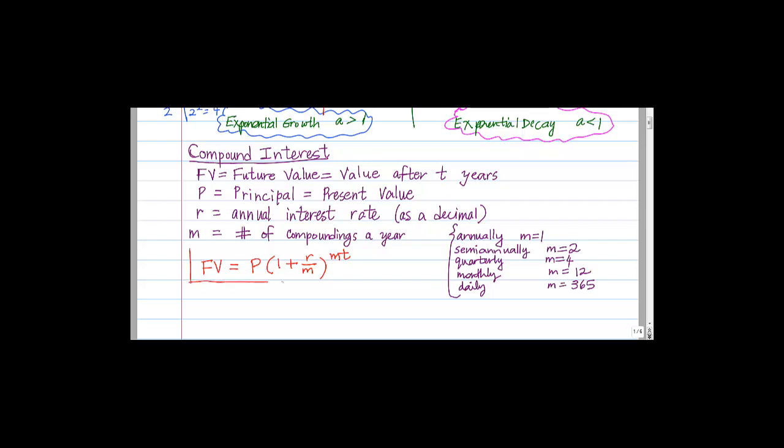I think your book uses N. That's okay. I use M. That's fine.